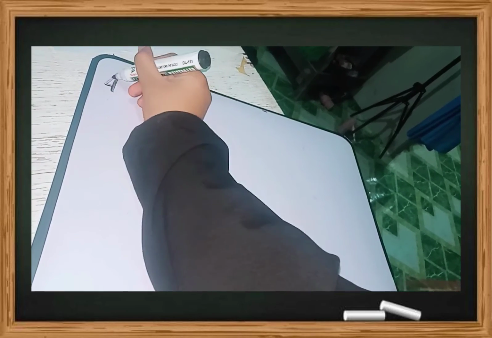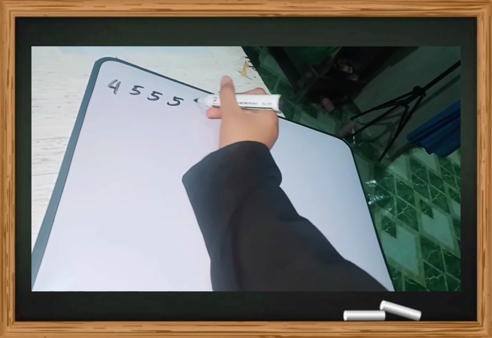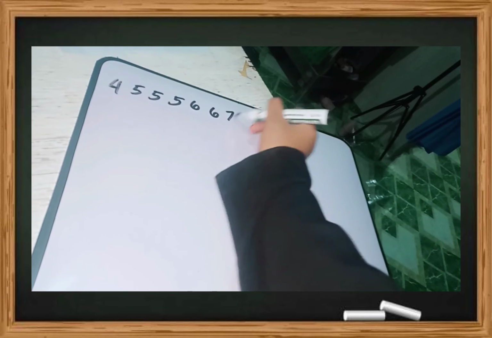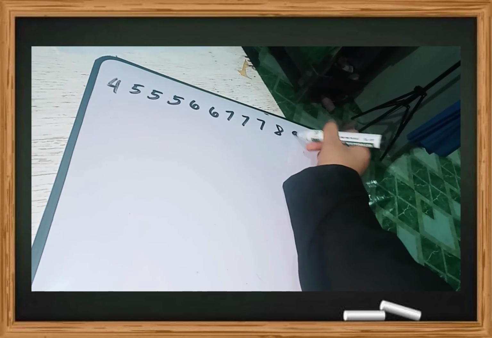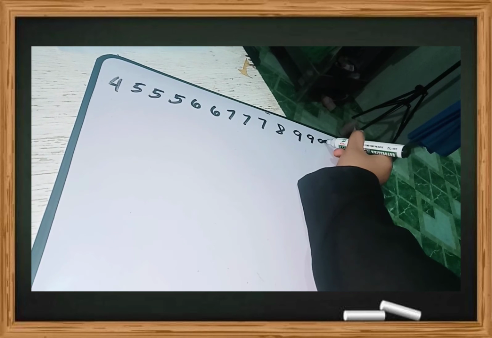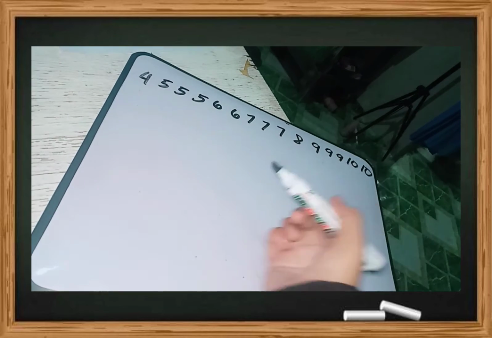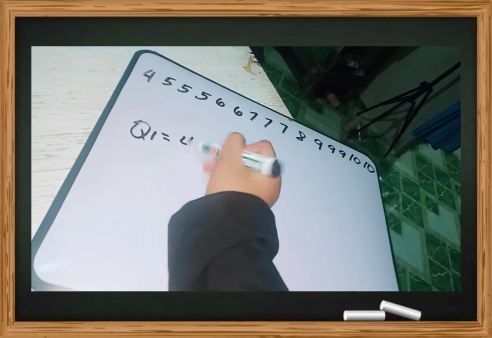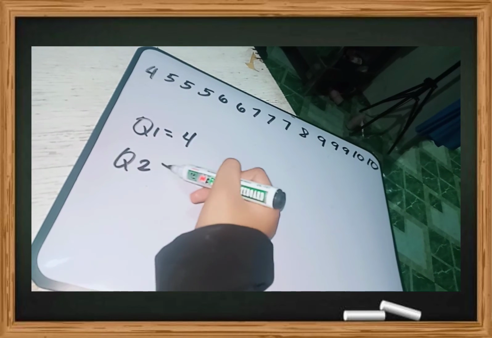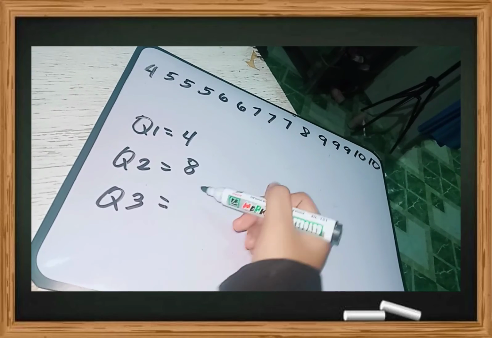So, the arrangement will be 4, 5, 5, 5, 6, 6, 7, 7, 7, 8, 9, 9, 9, 10, and 10. So, again, the quartile 1 is equal to 4, the quartile 2 is equal to 8, and quartile 3 is equal to 12.